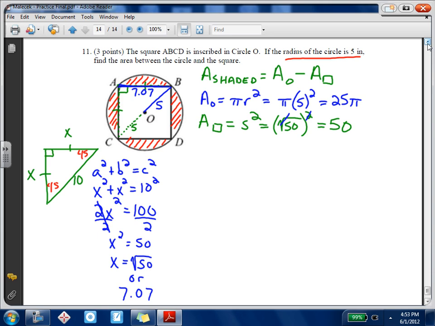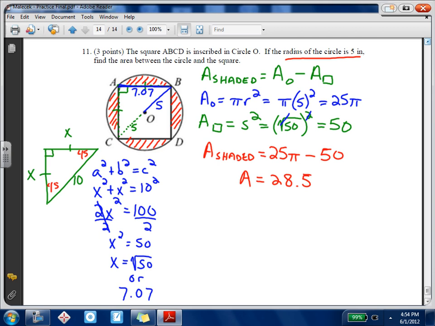So going back to our original equation, the area of the shaded part is equal to the area of the circle, which is 25 pi, minus the area of the square, which is 50. We cannot combine those because the 50 does not have a pi with it. So at this point, you'd have to go to a calculator. You get that the area of the shaded part is equal to 28.5.